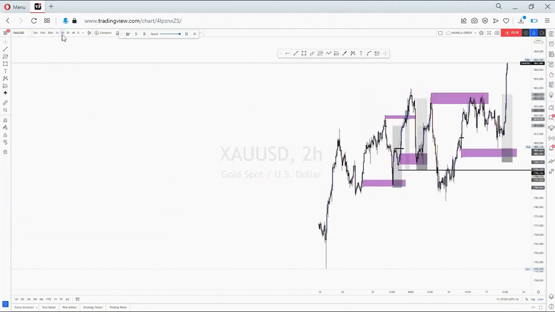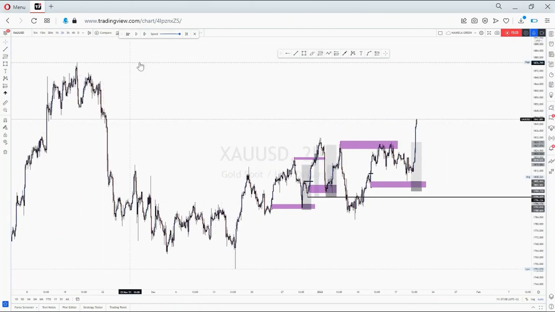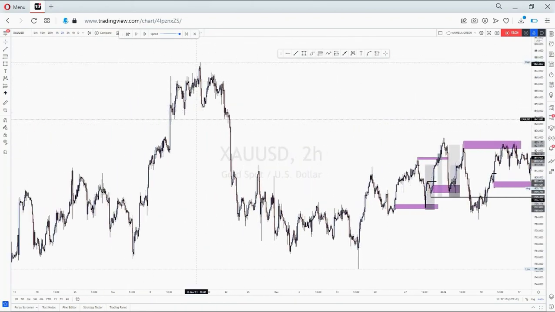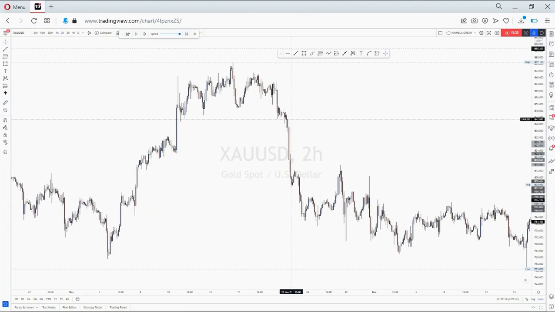Let's go to higher time frame. Okay, this is the higher time frame here. If you look on the higher time frame, we had this movement, we have this movement here, and this movement here. As you can see, there is a break of structure, right? Then we have the higher high. Then we have the order block.